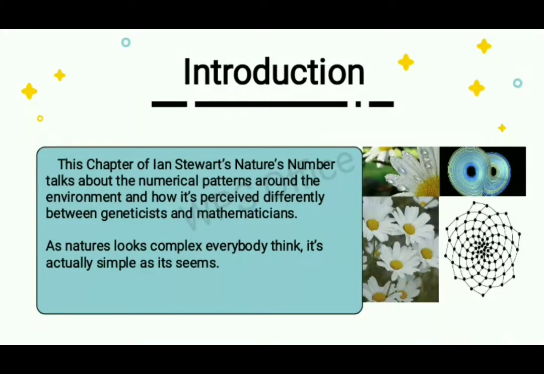The ninth chapter of Ian Stewart's Nature's Numbers is really all about the numerical patterns in nature and how it is beautiful, symmetrical, and how they are perceived differently between geneticists and mathematicians. So as nature looks complex as everybody thinks, it's really not, because according to Ian Stewart, it is perceived differently by other people. Chaos theory has all sorts of implications, but the one Stewart closes on is this: the world is not chaotic. If anything, it is boringly predictable.